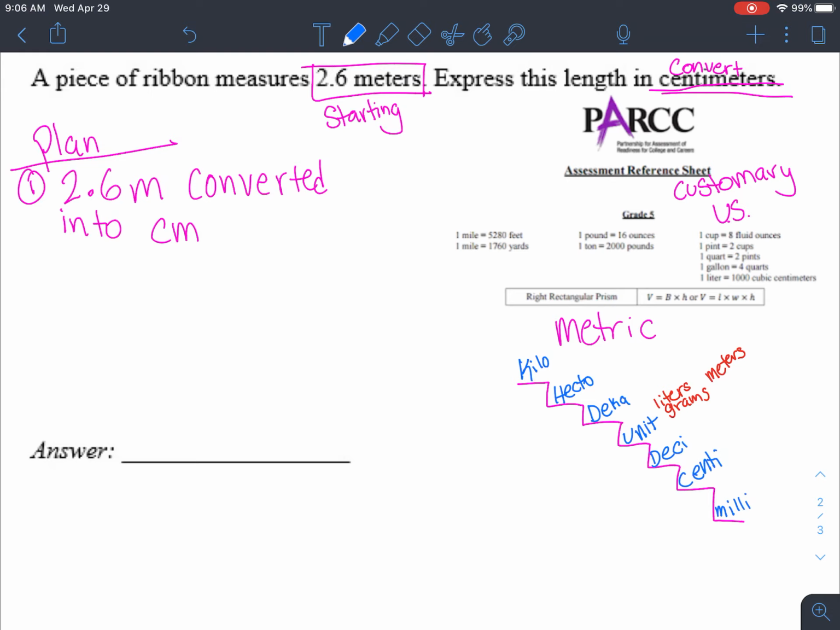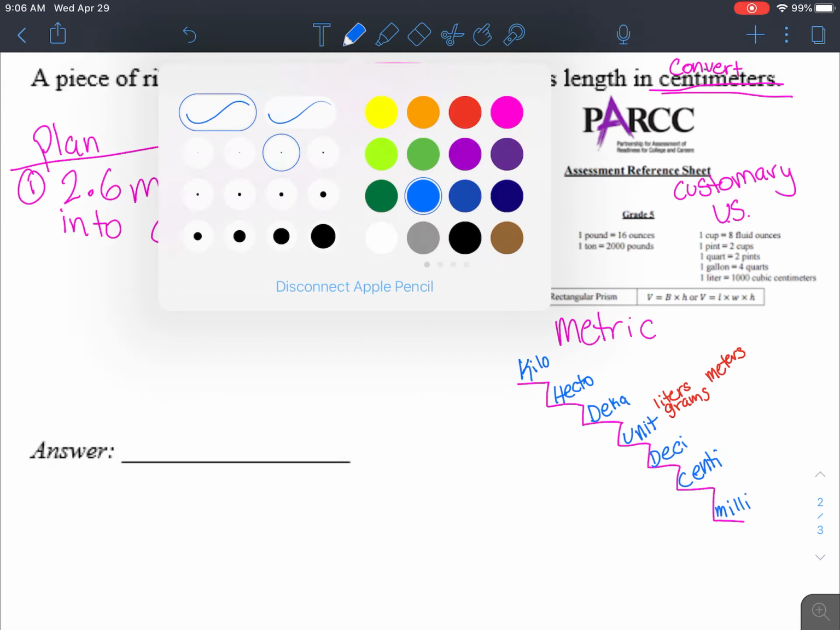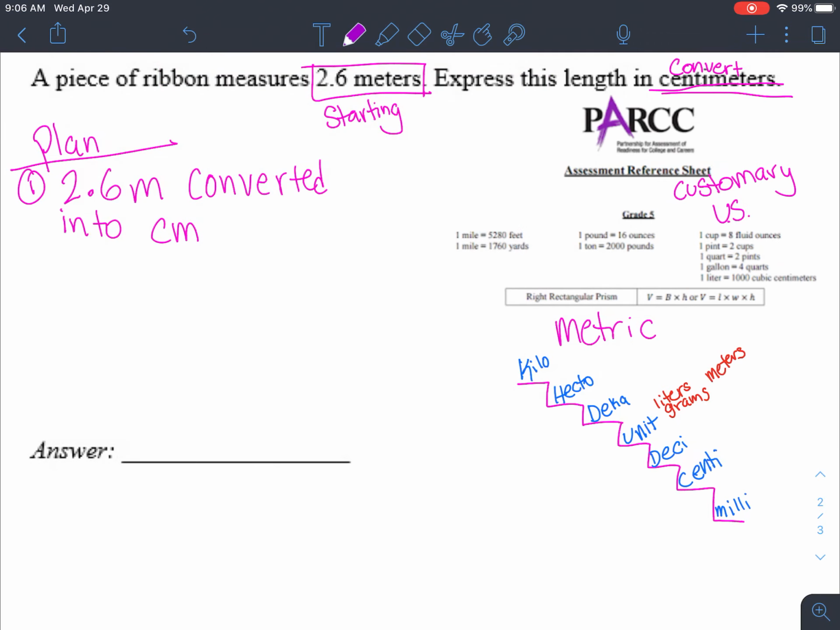Going back to this problem, I was interested in meters and centimeters. So I'm going to go ahead and either circle or put a star. My meters were at my basic unit, and my centimeters were right over here. I'm starting at meters and I'm going down to centimeters. How many powers of 10 are these away from each other? How many steps did you have to take to get from meters to centi? That's right, 2. So I know my rule is going to be 10 to the power of 2.